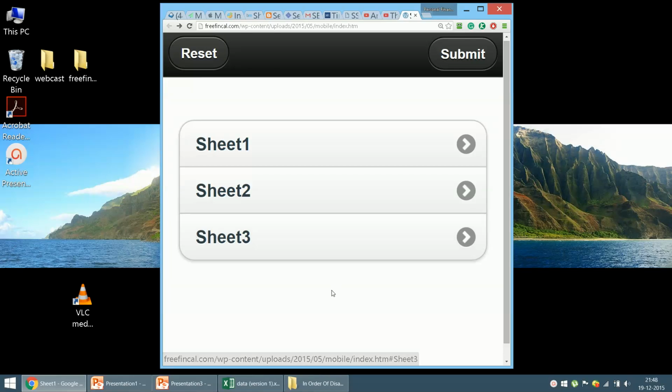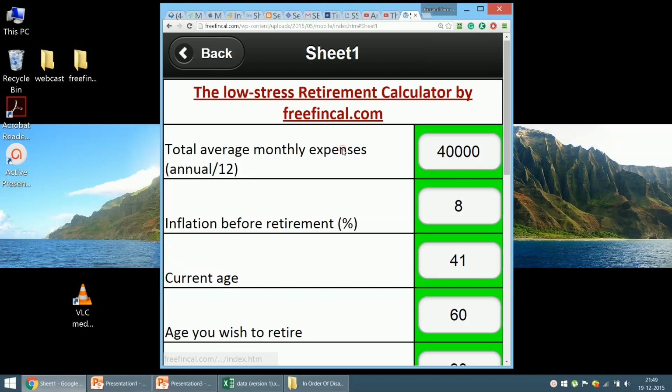Hello everyone, this is a how-to-use tutorial for the retirement planner app. This is the main page. It doesn't look like much, just three sheets which one will have to use one by one. So let's start with step one.